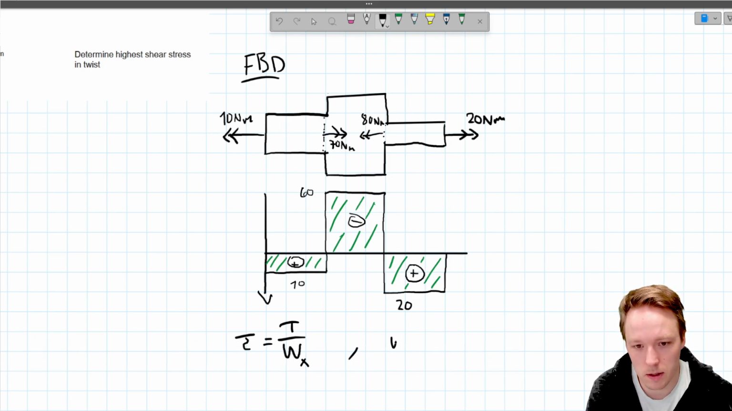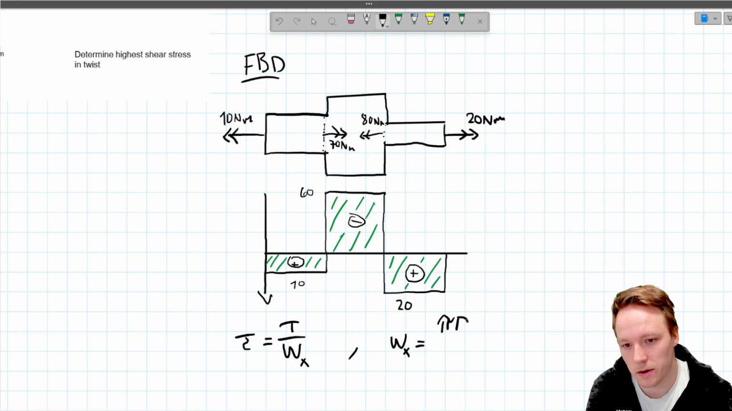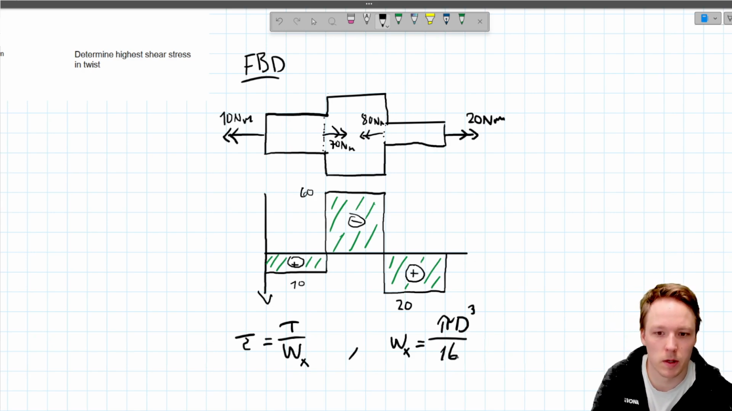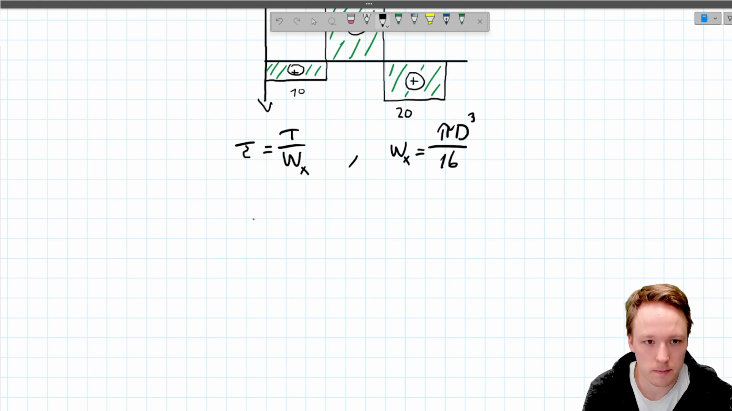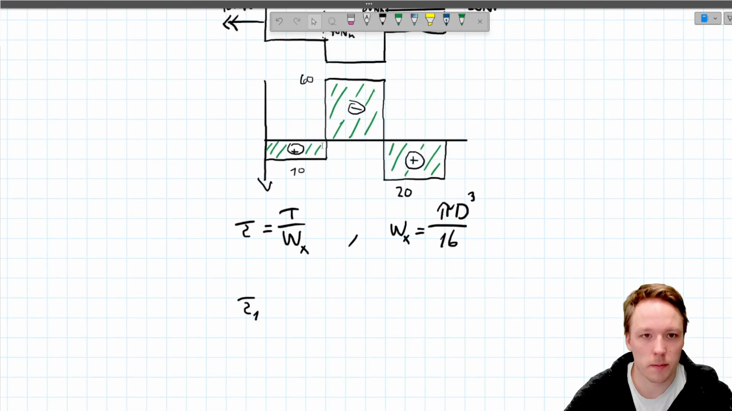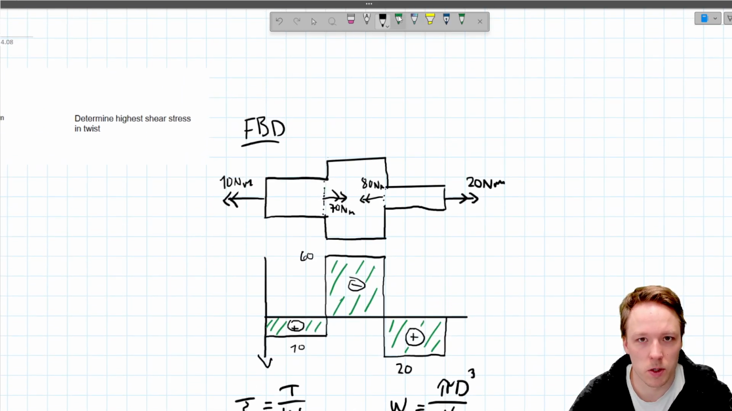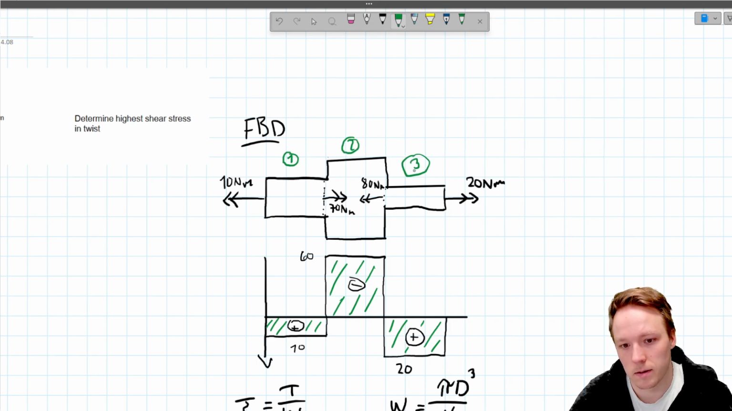And for a cylindrical cross section, the Wx is pi times diameter to the power of 3 divided by 16, like so. These equations are available in your formula data sheets. So now we can calculate the shear stress for each of those cross sections separately. Tau 1, let's mark it here. We shall call this 1. This will be 2. This will be 3.